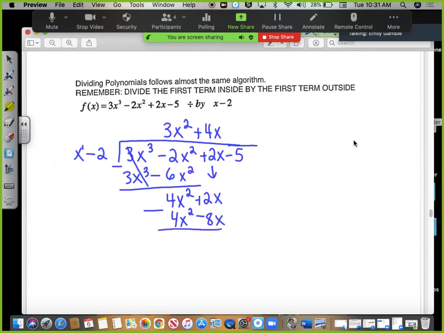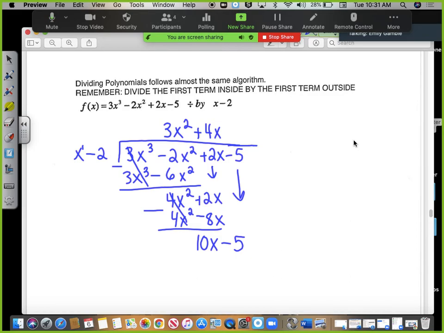Then we subtract. 4x squared minus 4x squared cancels out. Just be careful with this. 2x, a positive 2x minus a negative 8x is 2x plus 8x, which is 10x. Okay, and then I'm going to bring down the minus 5 here. We can do this process one more time.